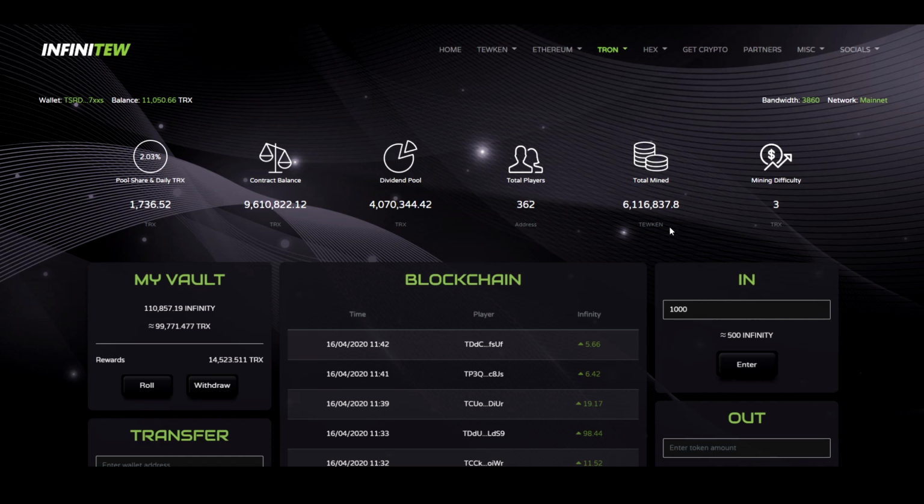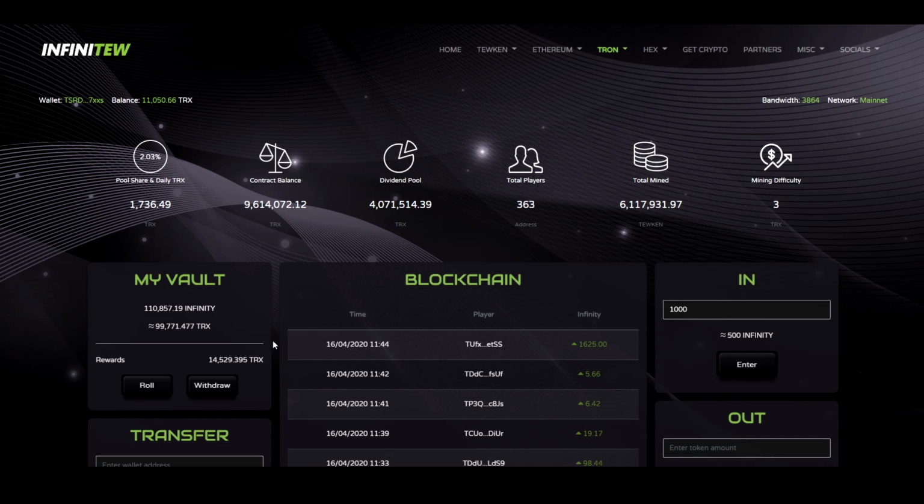The amount of Tewken that you get when you play is based on the mining difficulty. As of today, it's 3 TRX to mine 1 Tewken. The mining rate is based on how many have been mined. Every 2.5 million Tewken mined, the mining rate goes up by 1 TRX. So as we can see here, we're in mining difficulty 3 because we've mined 6.1 million. When we get to 7.5 million, it will increase to 4. There are a total of 100 million Tewken that will ever exist.